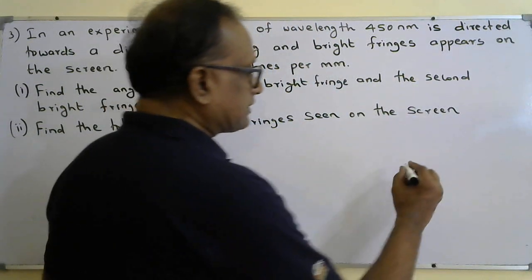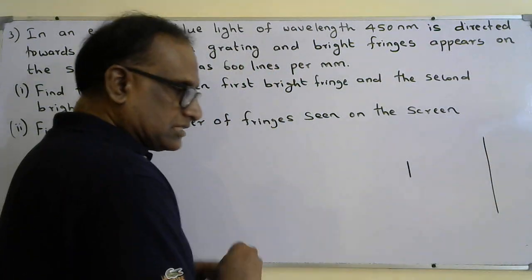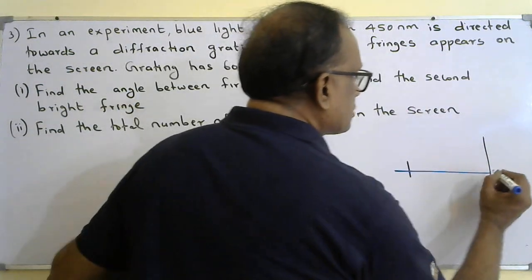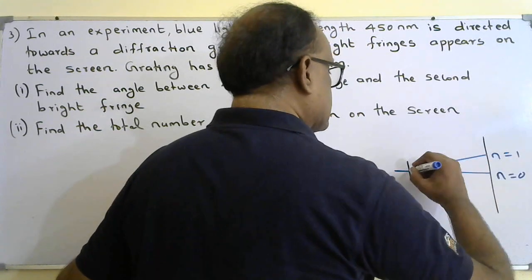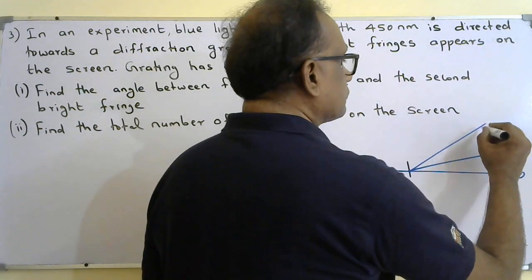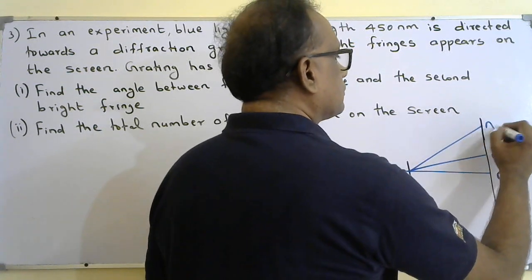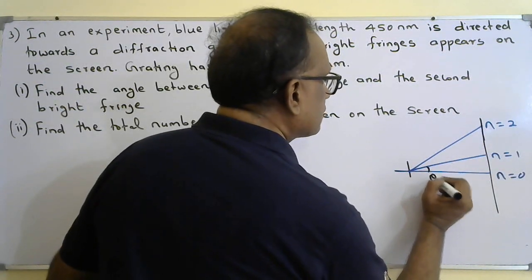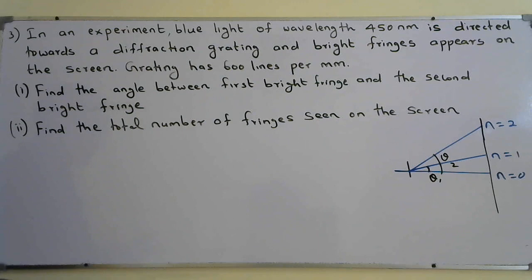So, we know this is the diffraction grating. This is the screen. Blue light is creating bright fringes or bright bands. This is the straight line. This is the 0th order, this is the first order n equal 1, this is the second order n equal 2. So the angle for the first order is theta 1, the angle for the second order is theta 2, and we need to find theta 2 minus theta 1. That's the first part of the question.